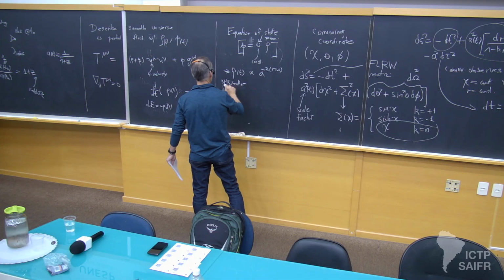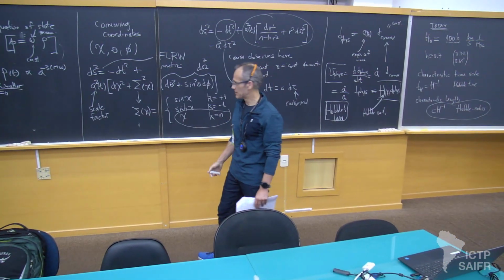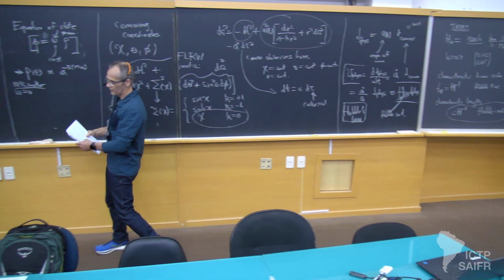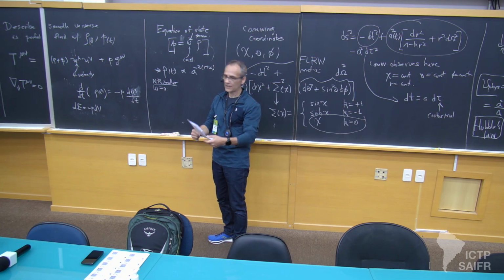So non-relativistic matter has w equal to 0. That may sound strange, okay? If you have a non-relativistic fluid, it means that the velocities are much less than the speed of light, right?